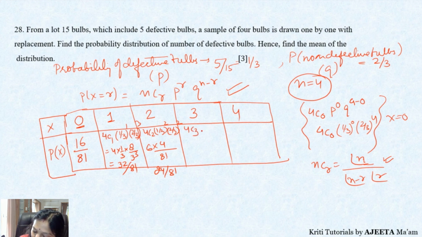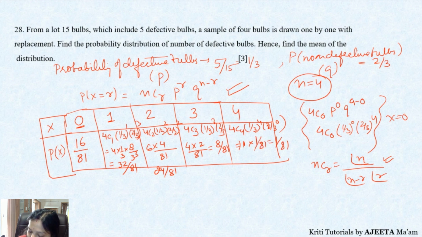4C3, 1 by 3 raised to 3 and 2 by 3. Now 4C3 will be same as 4C1, okay? Because in combination nCa is equal to nCb. So here it will be 4 into 2 upon 81, so that is 8 by 81. Correct? That will be the answer. Now 4C4. 1 by 3 raised to 4, 2 by 3 raised to 0. So what will you get? 4C4 is 1, so 1 upon 81. That will be the answer.